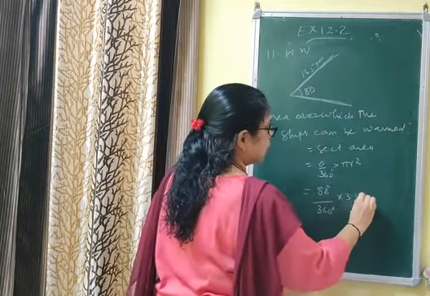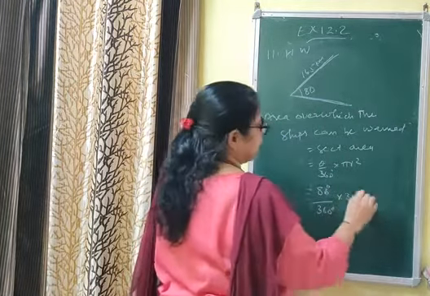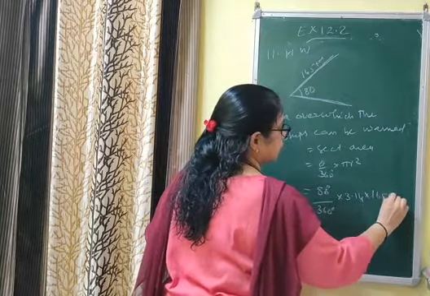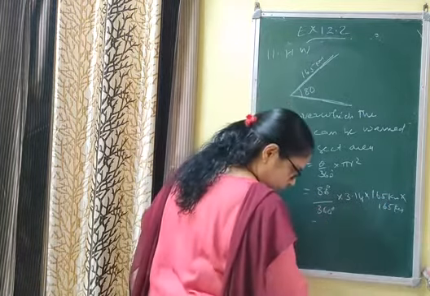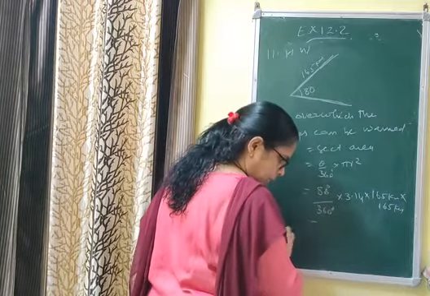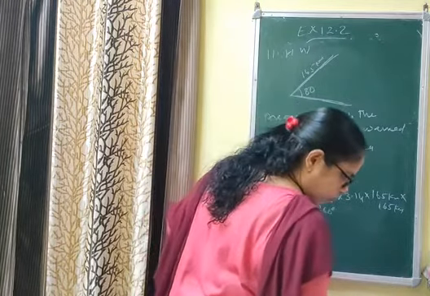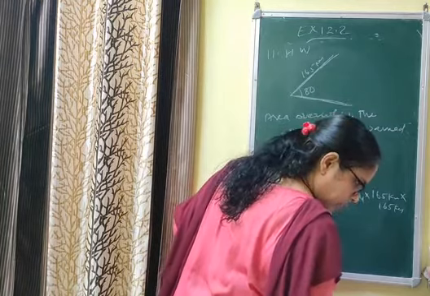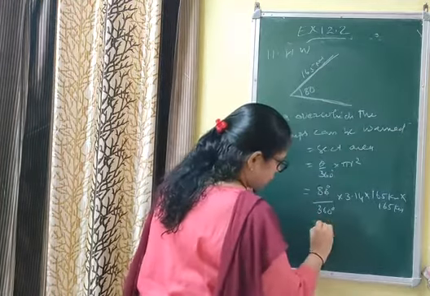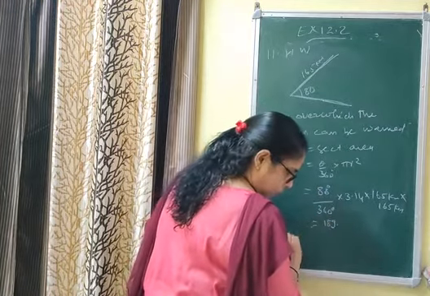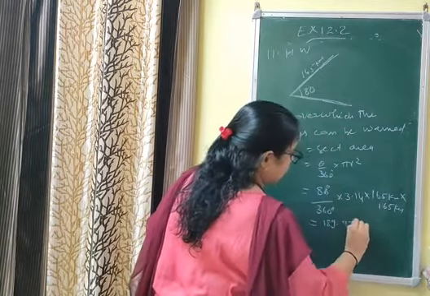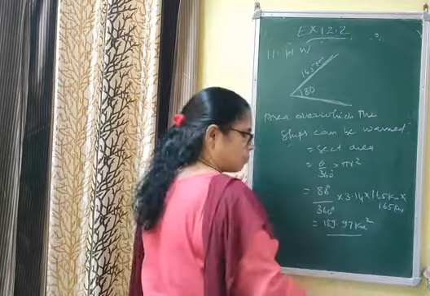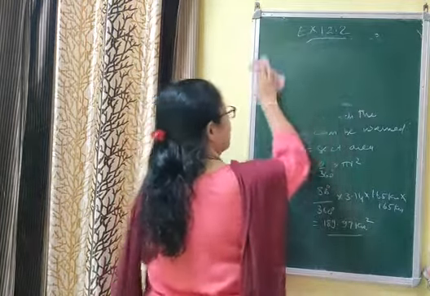Pi का value 3.14 लेने को कहा है into 165 kilometer into 165 kilometer. If you do the calculation, अगर आप इसका calculation करेंगे, you will get, in the book again the answer is given in the decimal form, that is 189.97 kilometer square. You have to do the calculation by yourself. I am not going to give the calculation.